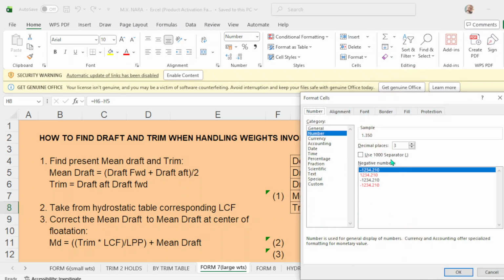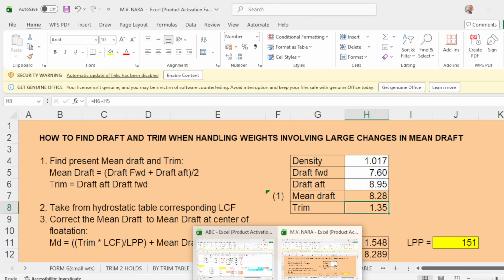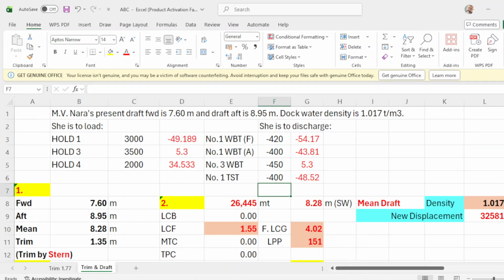Did you see it like this? Okay. 1.35. In our program, manual computation. So we have here forward is 7.6, aft is 8.95, your mean draft is 8.28, and your trim is 1.35. So in number 2, the mean draft, which is 8.28, this should be dock water.